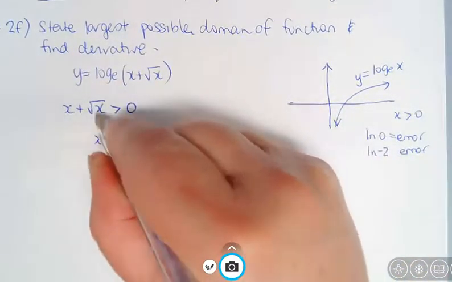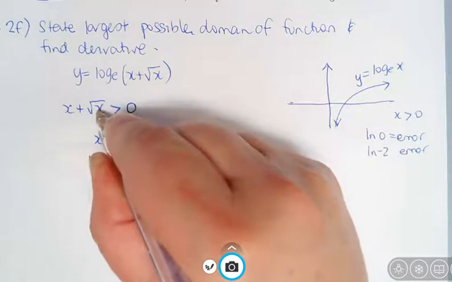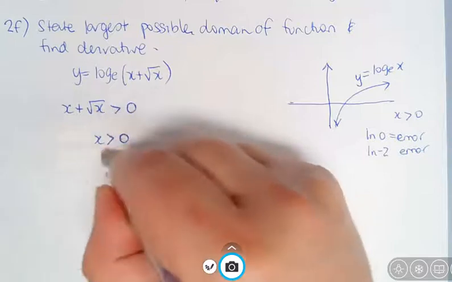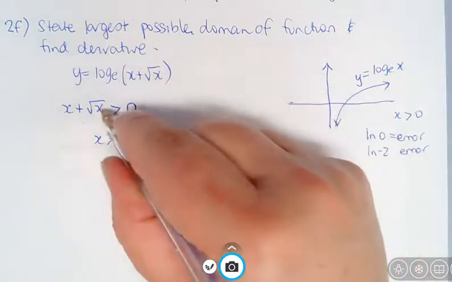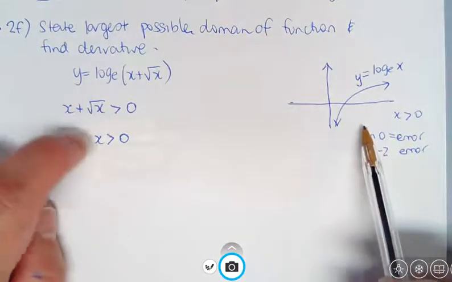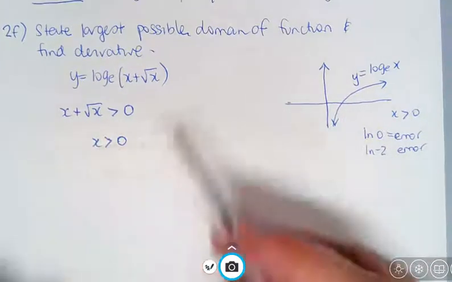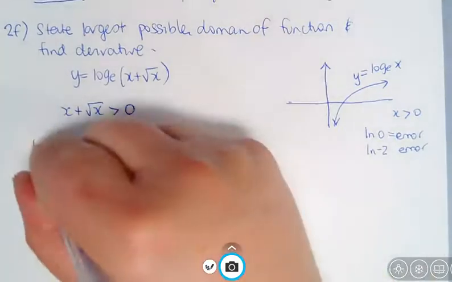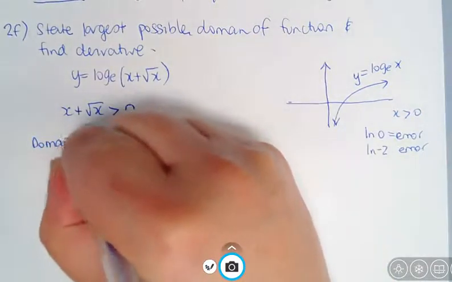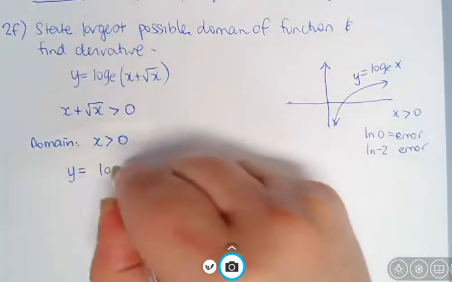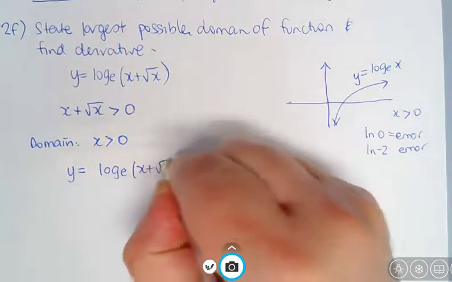We know that you cannot take the square root of a negative, so x must be greater than or equal to 0, but because you can't take the ln of 0, x must be greater than 0. So the domain for this function is x greater than 0. Now, looking at the derivative, y equals log to the base e of x plus root x.